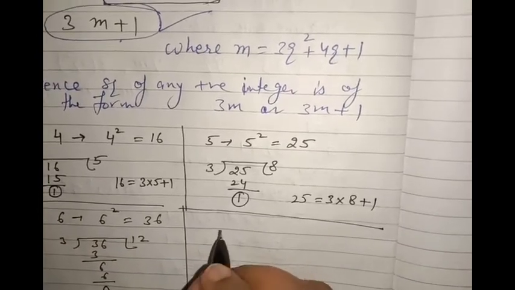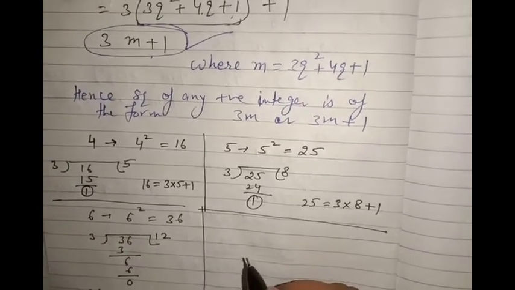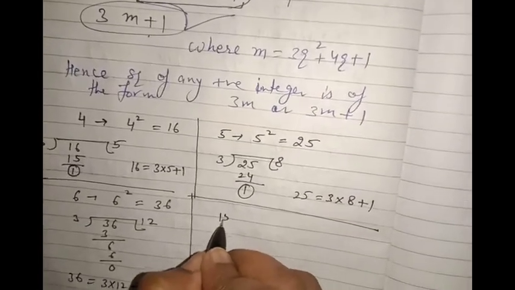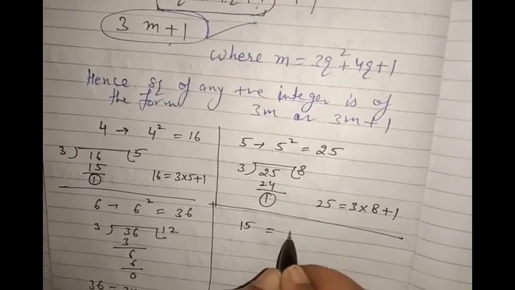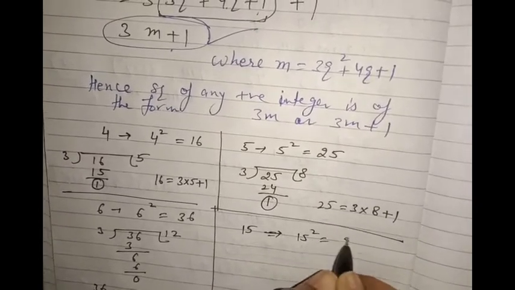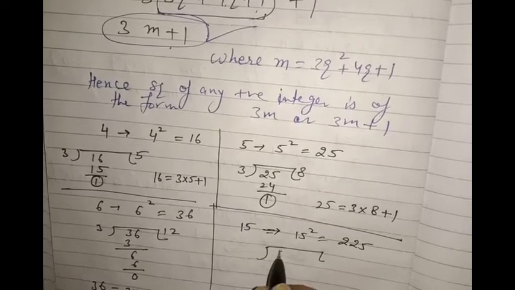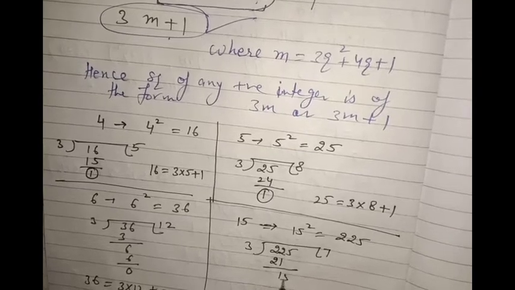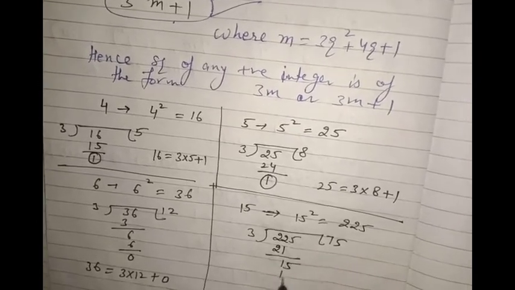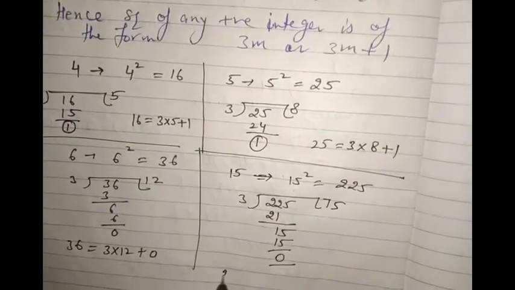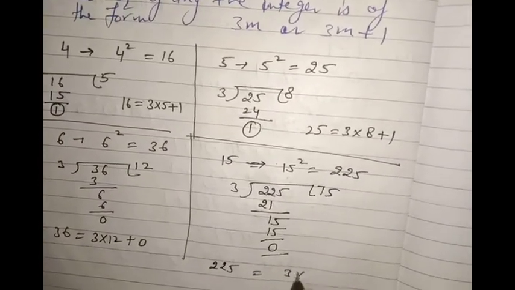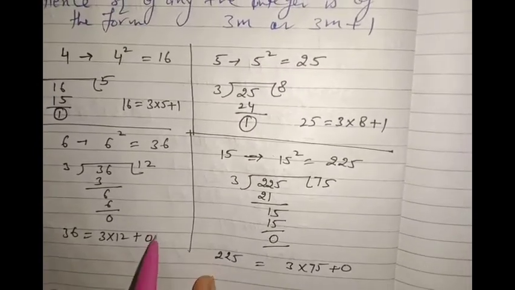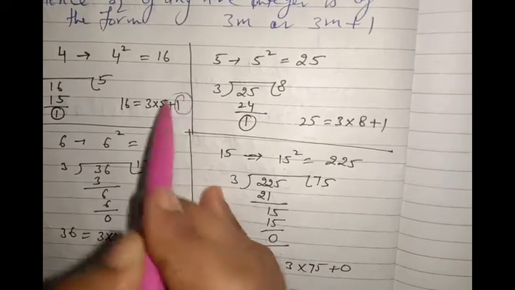Suppose I take any number, a bigger number. Suppose I am taking 15. 15 square, just check. 15 square is 225. Divide this 225 by 3. So 3 fives are 15. What is the remainder? It means 225 can be written as 3 into 75 plus 0. So you can see in all my examples, remainder is either 0 or 1.